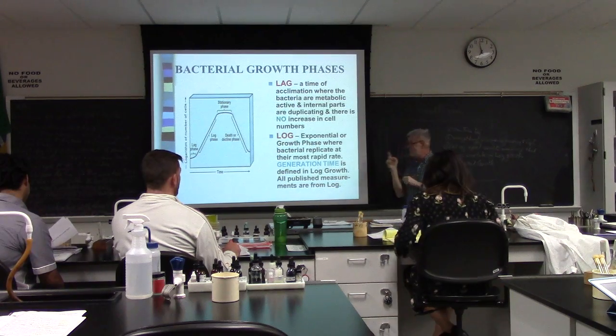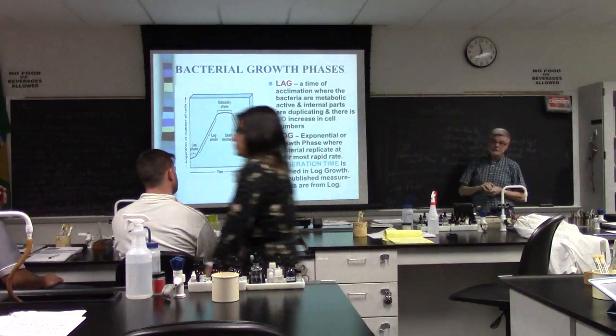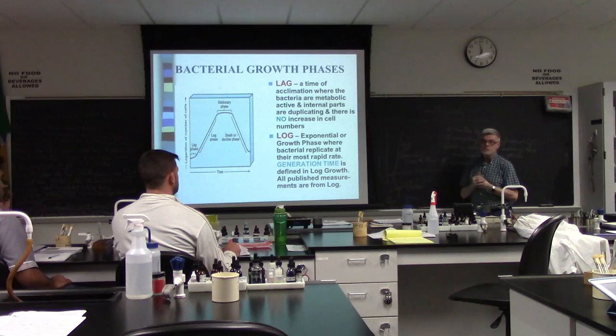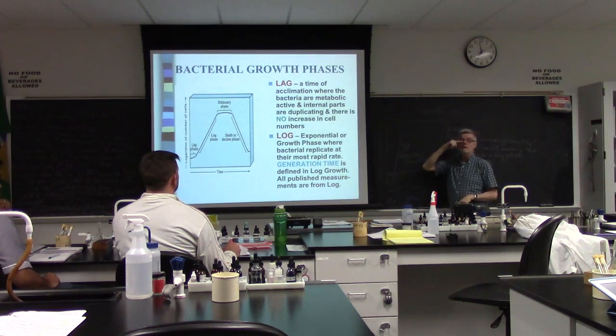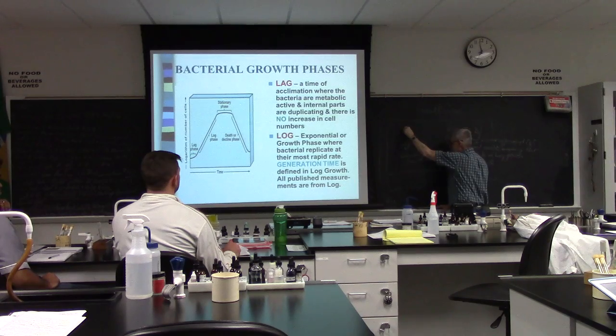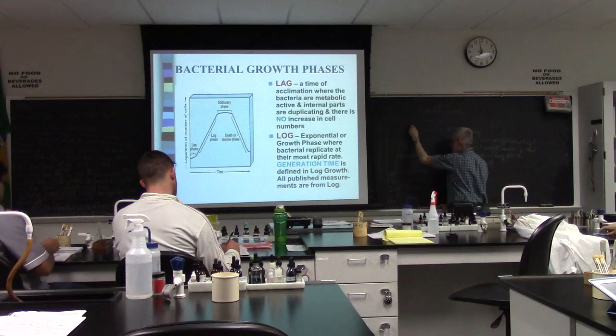So that's what happens in log growth. You're getting huge amounts of population increase, huge decrease in nutrients and oxygen, and huge amounts of waste. And as the things build up to about here, then the number being reproduced equal the number dying. And that's called stationary.